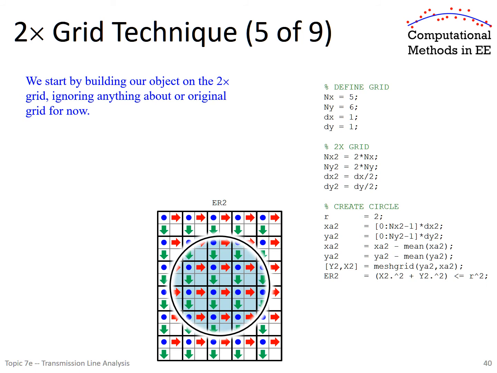So for right now, I will ignore everything I know about the epsilon xx and epsilon yy arrays. I'm just thinking about this one grid that has twice as many points, and I will build the cylinder on it. And I'm calling that ER2, for relative permittivity, where the 2 is reminding me that it is the 2x grid that I've just built this cylinder onto. So I'll get rid of the outline. And you can imagine using meshgrid or a variety of other techniques. And now we have a cylinder built onto that 2x grid. From this, we need to extract our epsilon xx and epsilon yy.